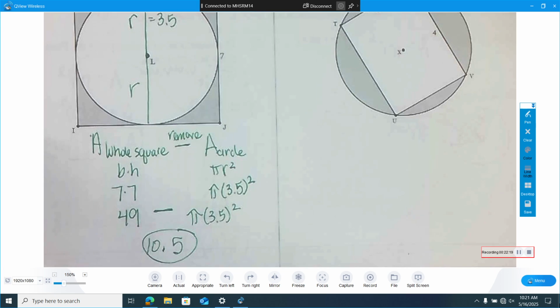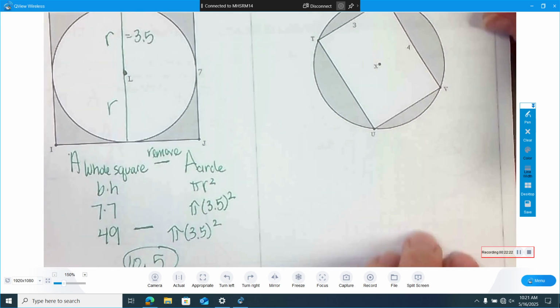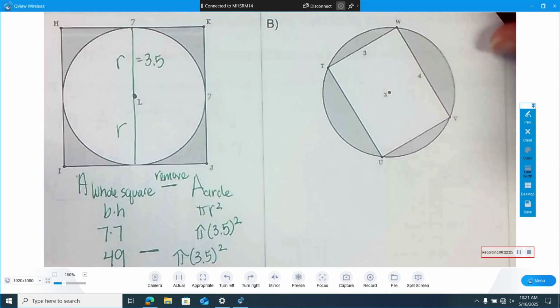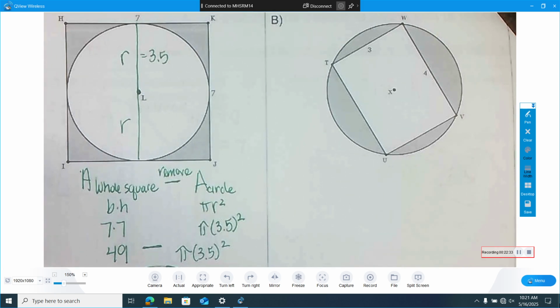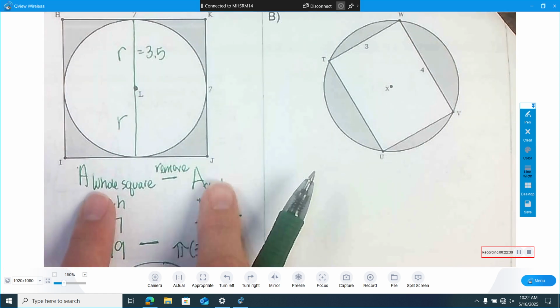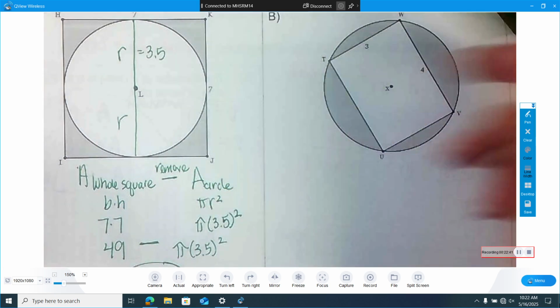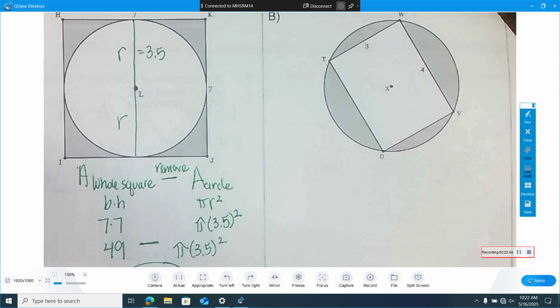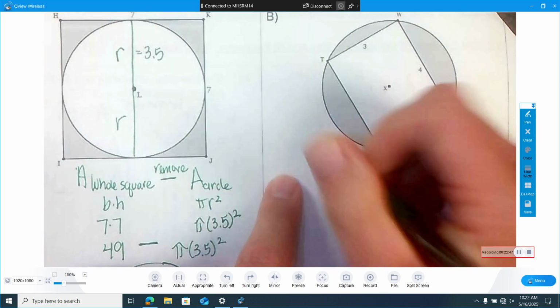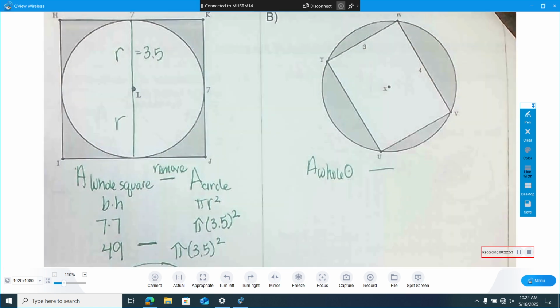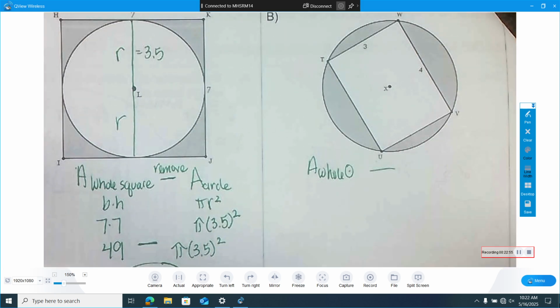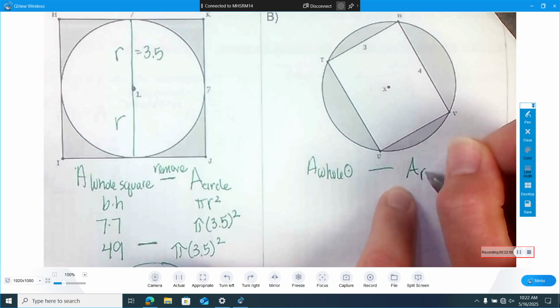No, let's look at B. All right, for letter B, once again, what are we trying to do? Find the shaded portion. So what do we start with? What's our process? Over here, we did the area of the square minus the area of the circle. What are we going to do on this one? Yeah, we want the whole figure. So the area of the whole circle minus, what are we going to subtract away? The area of the rectangle.